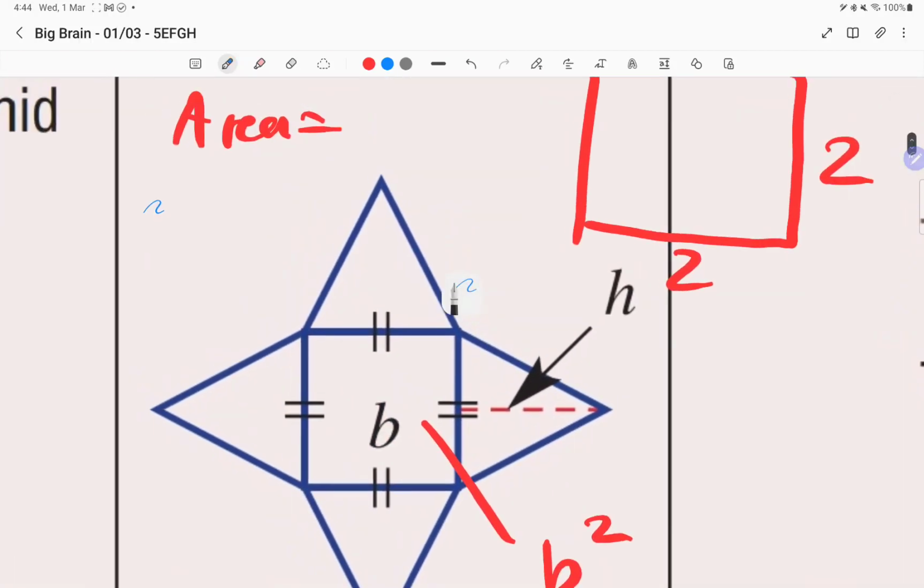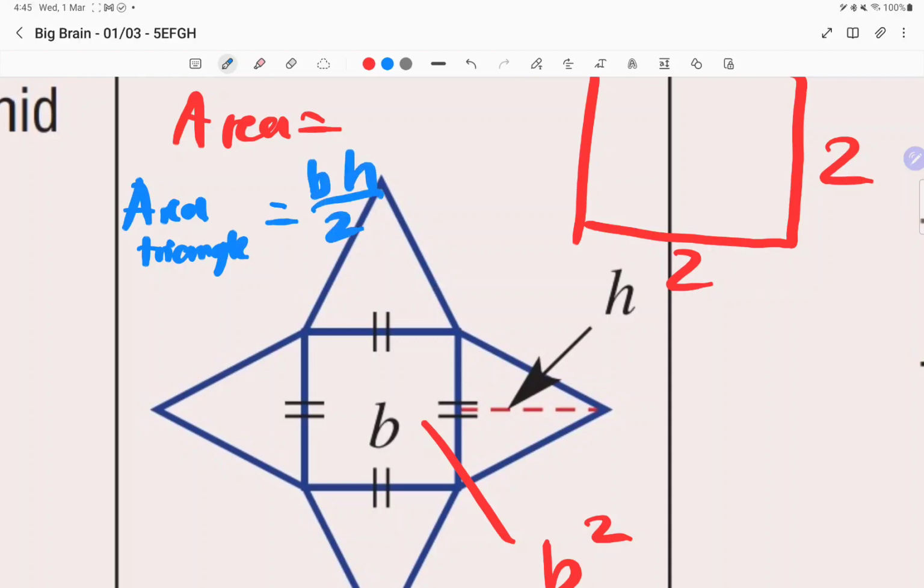Now what's the area of the triangle? What's the formula for the area of a triangle? Solina, what's the formula? Base times height divided by 2. Correct, it is base times height divided by 2. Now let's have a look at this triangle here.